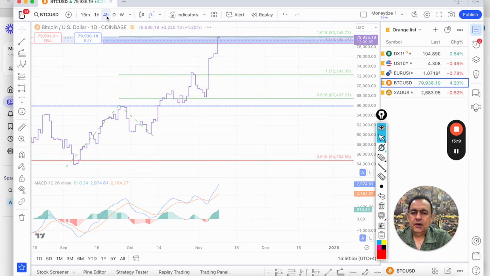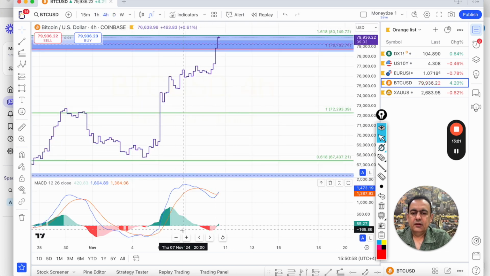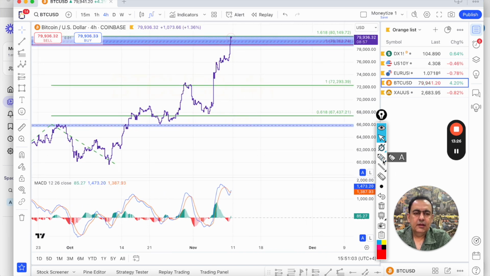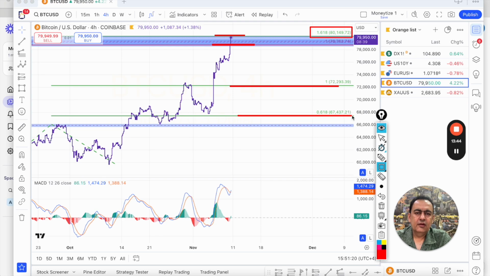And the 4-hourly chart is also ultra bullish at the moment. And here is the current scenario. Bitcoin is precisely in the magnet zone. 80,149 is the Fib extension 161 level, and 72,293 is also displayed, and 67,437 is also displayed by Fib extension. So my suggestion is stay invested in Bitcoin and hold it at least till 117,000.